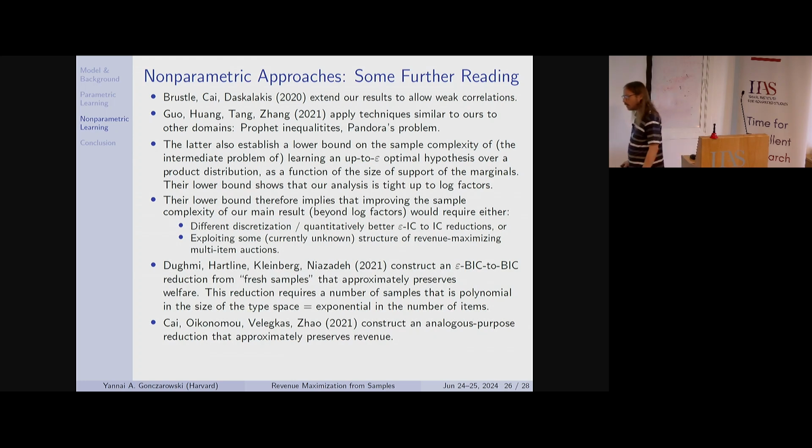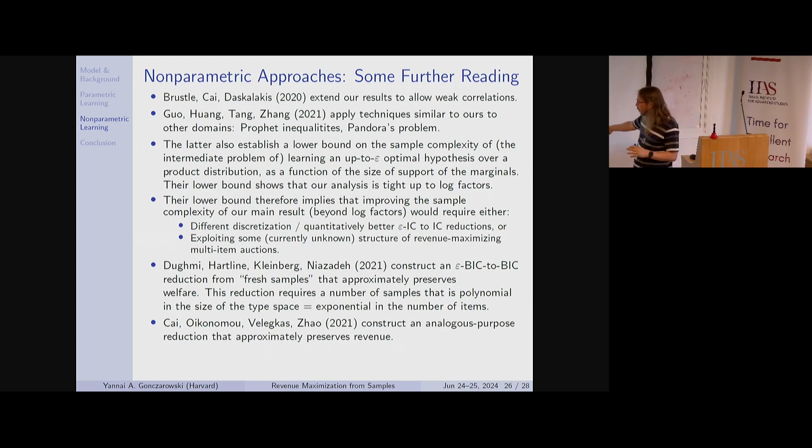What do we mean by fresh samples? Each time you run this reduction, you get some epsilon BIC mechanism. If you want to turn it into a BIC mechanism, they know how to do that. It's beautiful. But every time you run the mechanism, for it to be BIC, you need fresh samples that are not the values of the buyers you run this over. You need a continuous stream of fresh samples in order to make the distributions match completely.